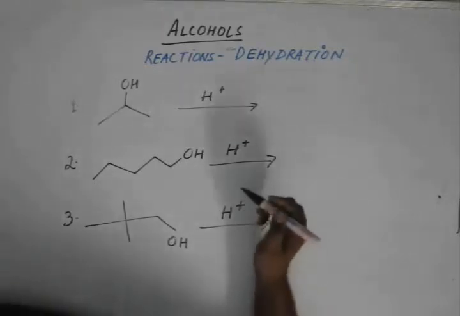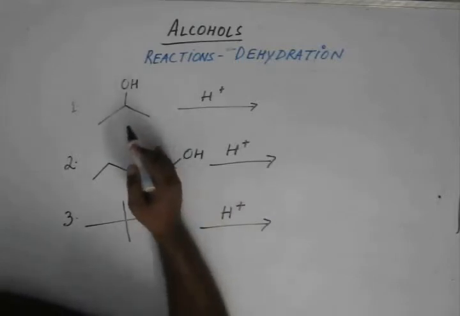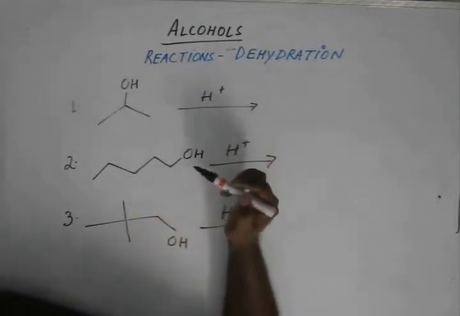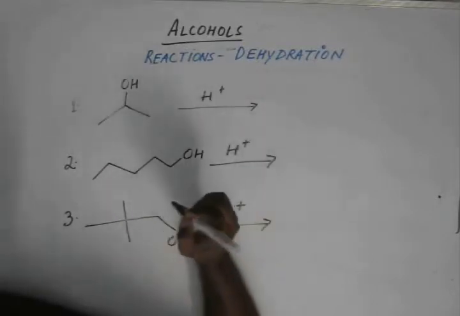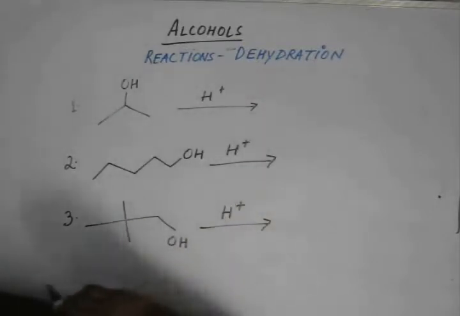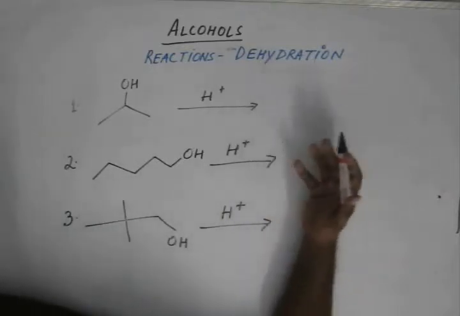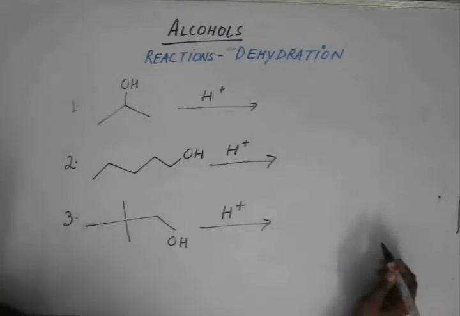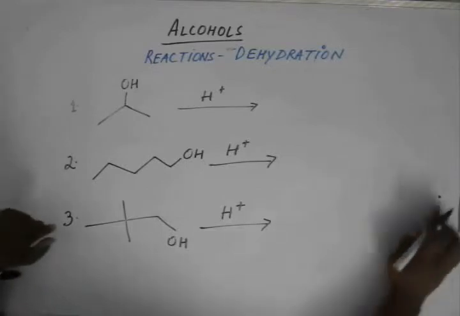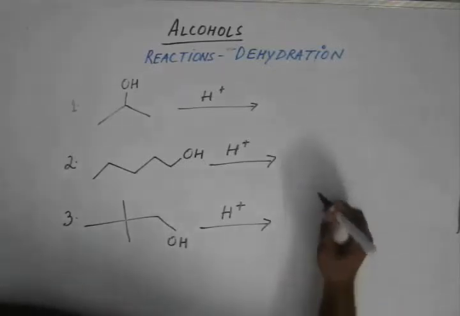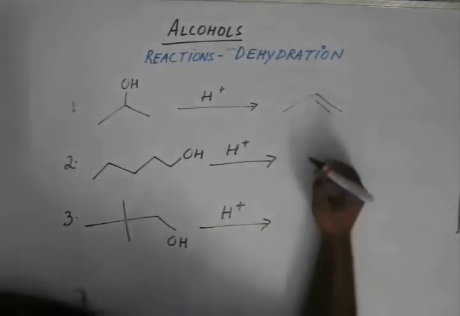So you have to give the dehydrated product when 2-propanol reacts with acid, when 1-pentanol reacts with acid, and when 2,2-dimethyl propanol reacts with acid. I would again suggest you to pause the video for a while and attempt the questions on your own, and then you can of course look through the solutions. So this is quite simple. We get propene.